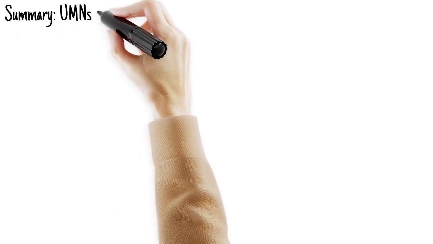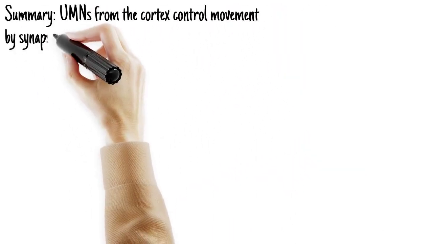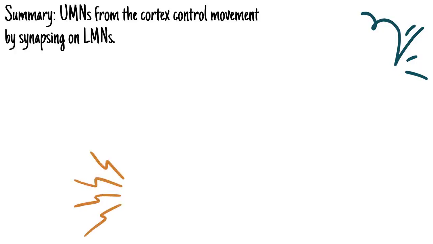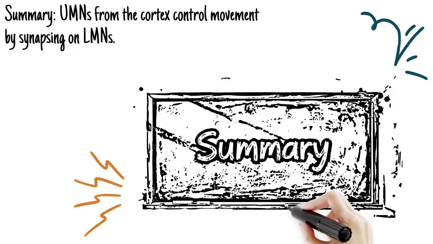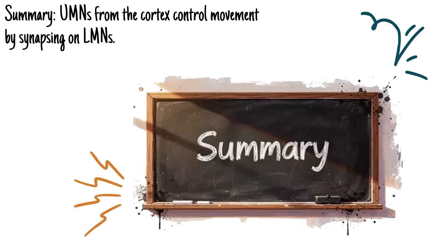In summary, upper motor neurons, UMNs, originate in the motor cortex and brainstem, forming pathways like the corticospinal tract, and exert control over movement by synapsing on lower motor neurons, LMNs, in the brainstem or spinal cord. Lesions lead to weakness, spasticity, and hyperreflexia, with increased muscle tone developing gradually after the acute phase.